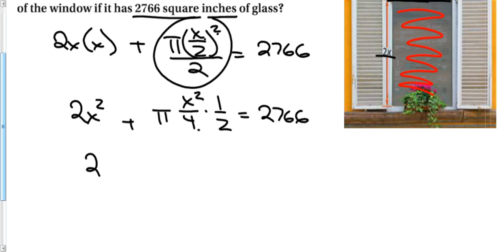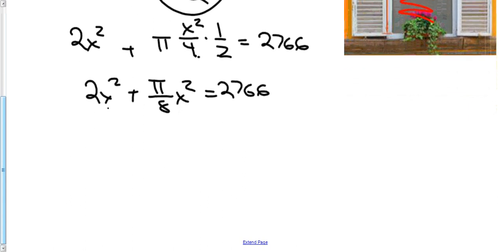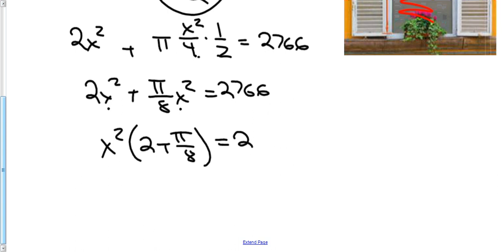This expression turns into 2x squared plus the 4 and the 2 multiplied together. We have pi over 8 x squared is equal to 2766. So next, I should see that this has a common factor. So let's factor it out. And I'm left with 2 plus pi over 8 times x squared is equal to 2766.